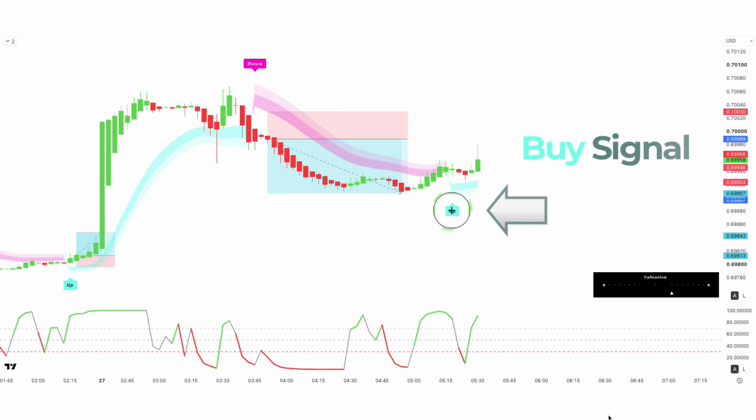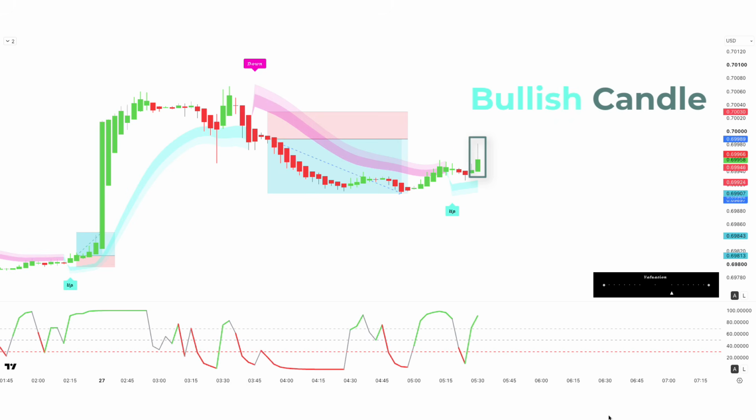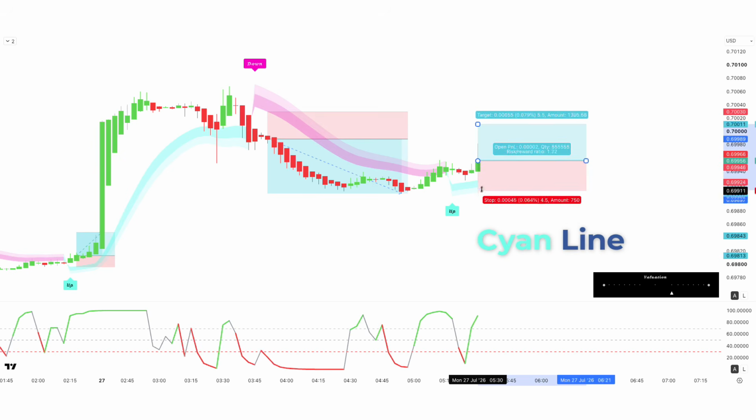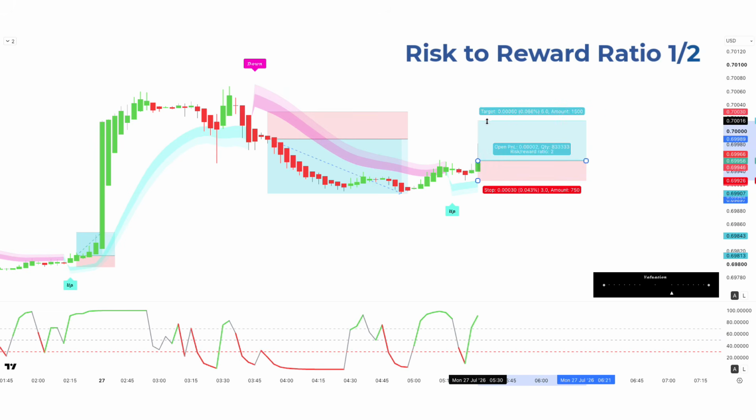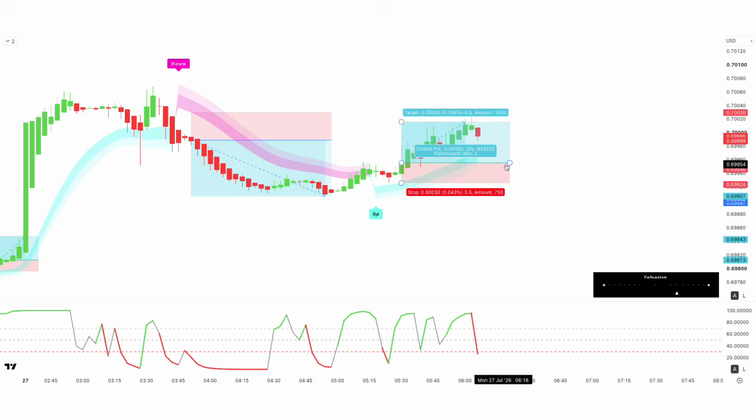Here the Uptrick Adaptive Trend Trail label up is a buy signal. Here the green line of Divergence Hunter is above the zero line. Here the market has made a bullish candle to give confirmation. So all our conditions are being fulfilled, so we are placing an order to buy. Our stop loss is to be placed at the cyan color area, and the risk to reward ratio will be 1:2. Let's see what happens to our trade. We have won the trade. Let's find the next trade.